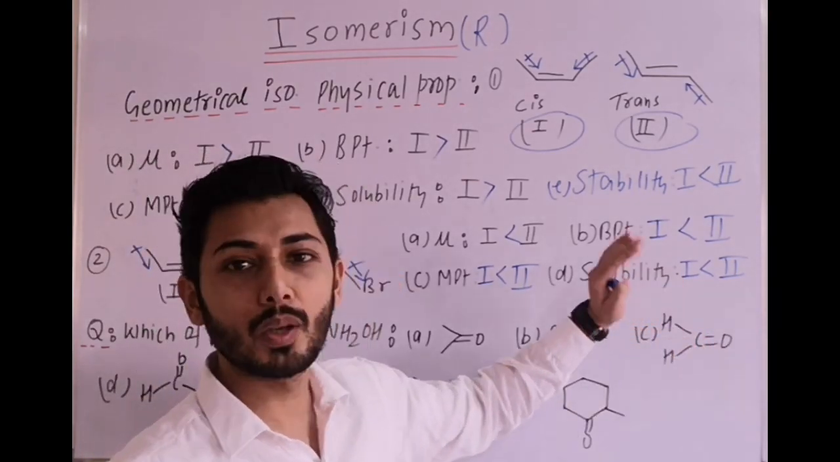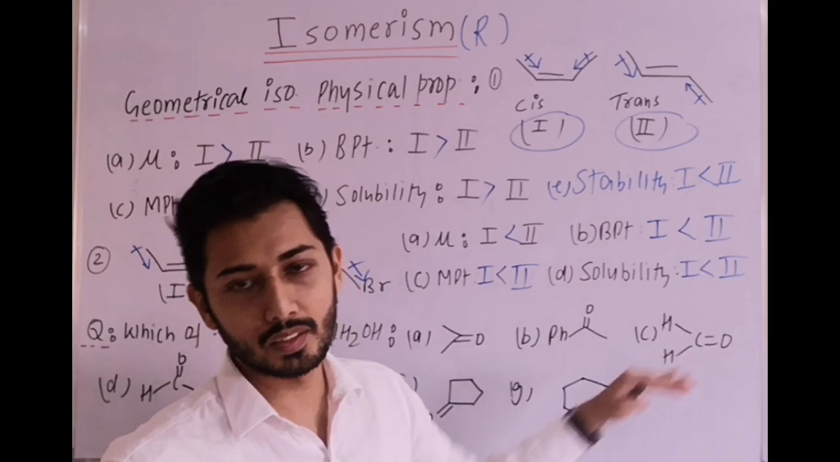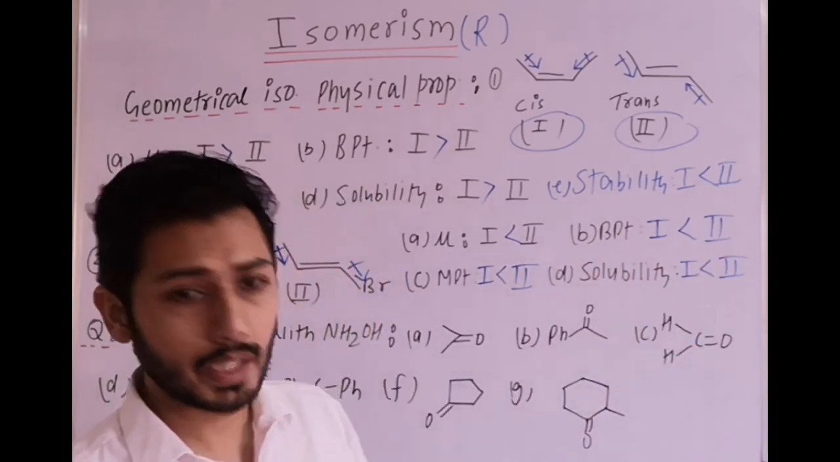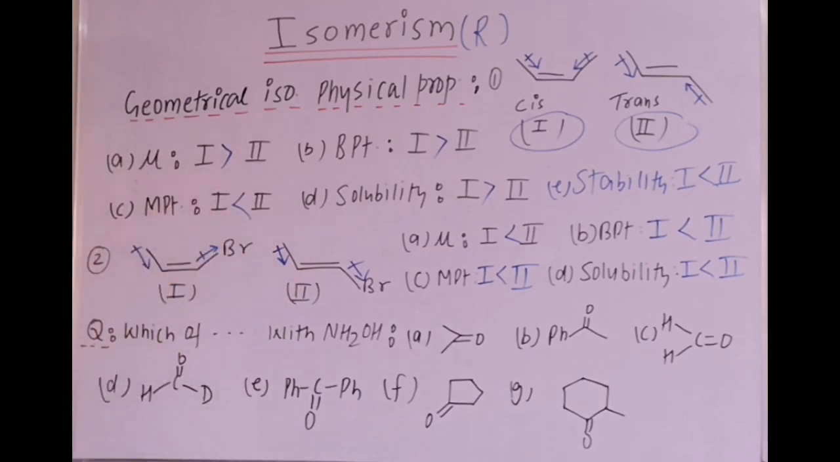So in this example, all properties are more for the second than the first. That's why I say it depends on the example taken. Are the examples clear? Then next is the question. You can write it in your rough notebook quickly and then you can try it.